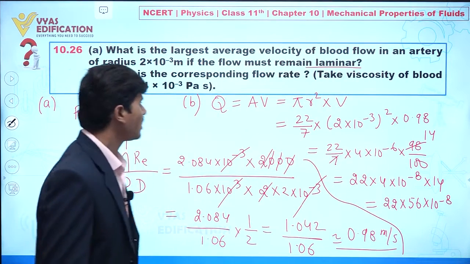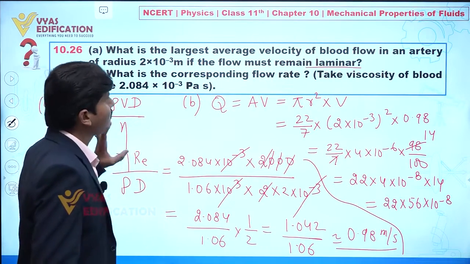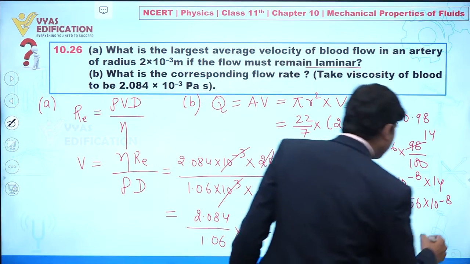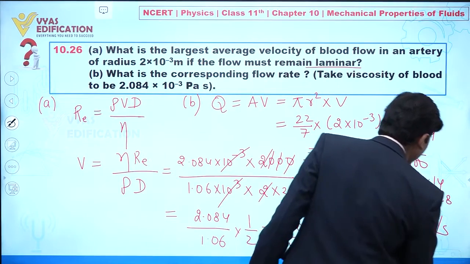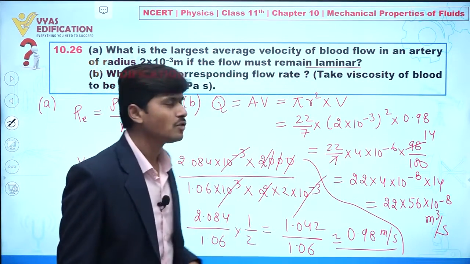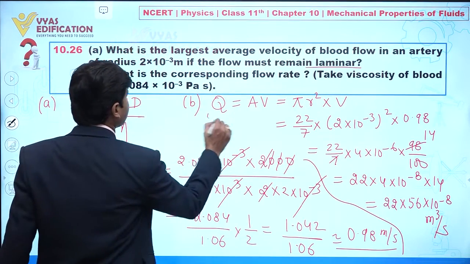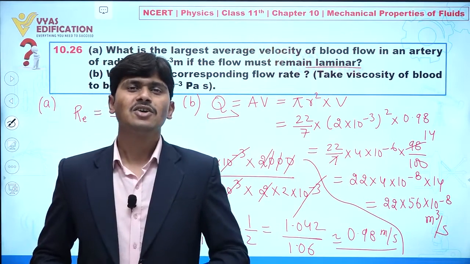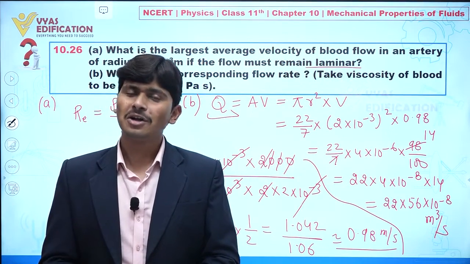And because we are talking about flow rate, flow rate means the volume of blood that is flowing per second, clear. It means I can write this in meter cube per second. If you multiply 22 by 56, definitely you can get the value of the flow rate, clear to you. So like this you can calculate or solve this question. So this is all about this question.